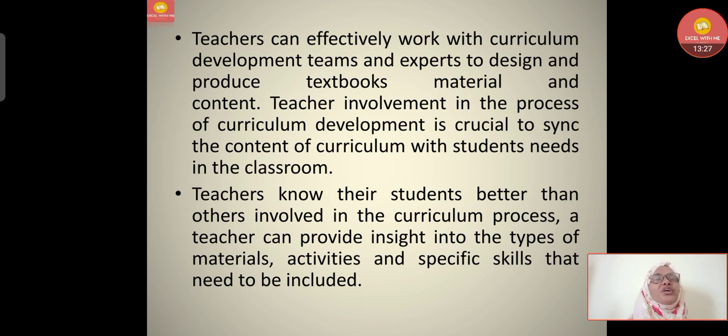Teachers can effectively work with curriculum development teams and experts to design and produce textbooks, materials and content. Teacher involvement in the process of curriculum development is crucial to sync the content of the curriculum with students' needs in the classroom. Obviously, this is a very important point, that is the teacher's role. They only can sync the content of the curriculum with the needs of the students. Teachers know their students better than others involved in the curriculum process. A teacher can provide insight into the types of materials, activities and specific skills that need to be included.